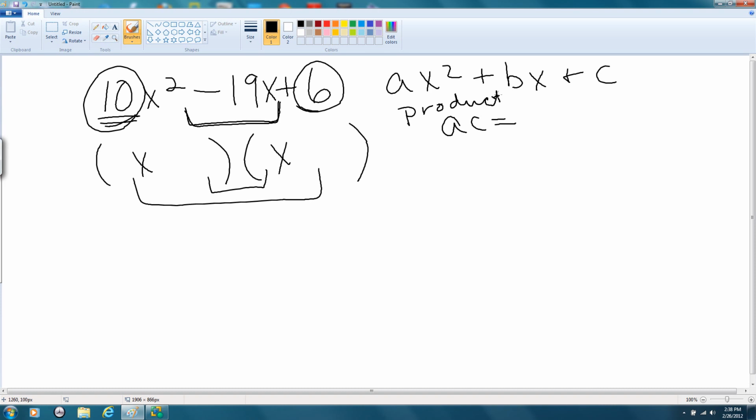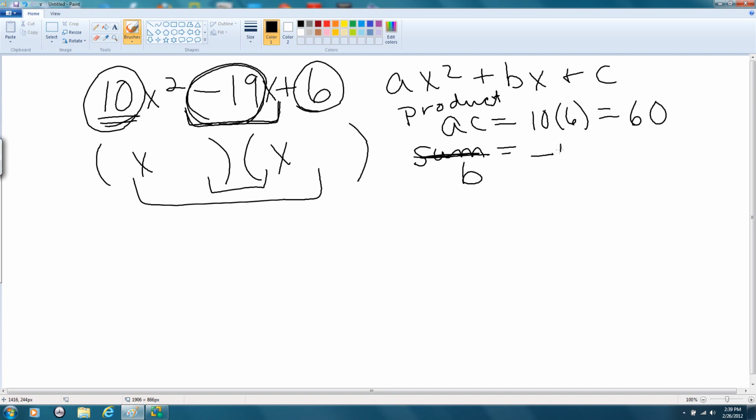So we want something where we have the product of a and c, and so here's that 10 times 6, or 60. So we want two numbers where the product is 60, and the sum is this middle term here, this negative 19. Sum, not sum, I'm sorry, the b term here is negative 19. So I'm just going to cross this out. I'm going to say the b term is negative 19.